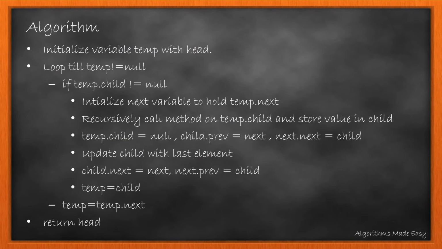We initialize the temp variable with head. We loop till temp is not null. If temp.child is not null, then we initialize next with temp.next. We store the response from calling the method on temp.child in child. We then update temp.child to null, child.previous to temp, and temp.next to child. We loop to reach the last element in the child list. Now we update the link between child and next. We update temp to child. Outside the if, we always update temp with temp.next. At the end, we return the head.